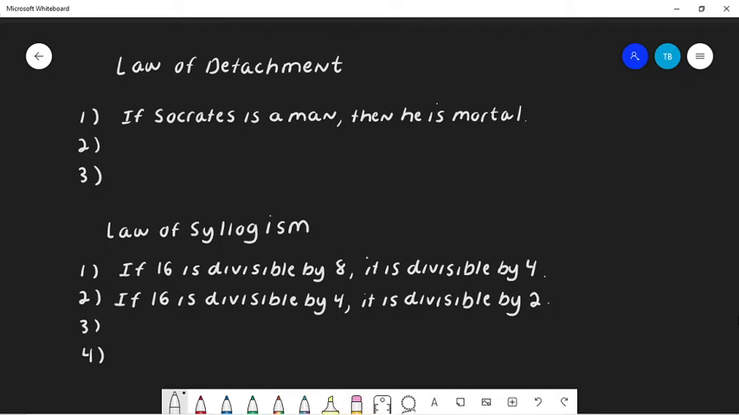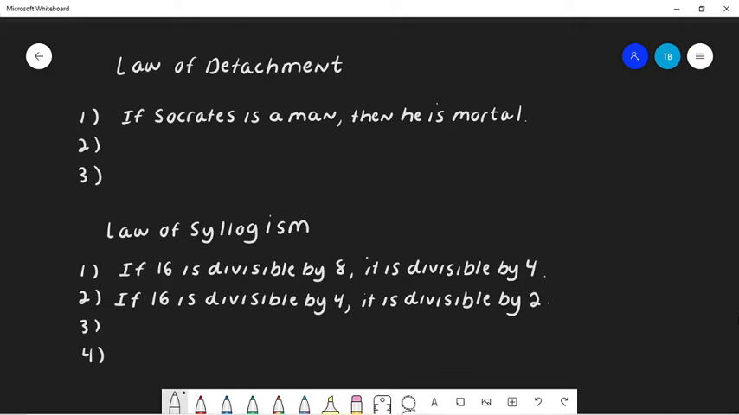So the first one, called the Law of Detachment, sometimes referred to as modus ponens in philosophy circles, states that if we take a conditional statement and then affirm the hypothesis, then the conclusion necessarily follows. So let's take a look at the example given.